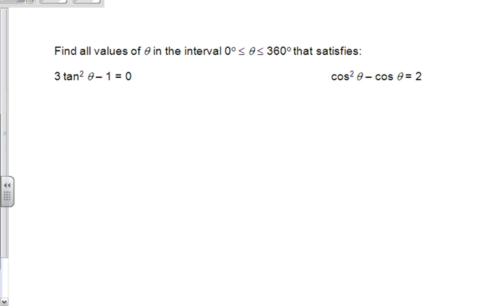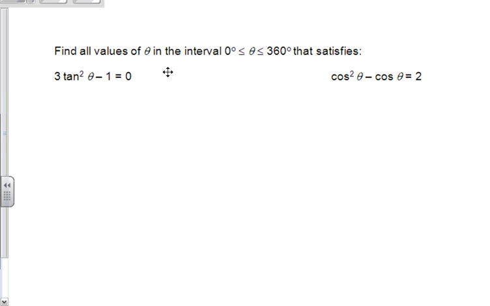Alright, on this problem, what we're going to do is solve 3 tangent squared theta minus 1. Usually when we have a quadratic, we'd like to see if we can get it equal to 0. However, when we have a singleton like this, instead of having tangent squared plus tangent, we only have one of them. We can still try and get tangent alone. Think of it just like an x.